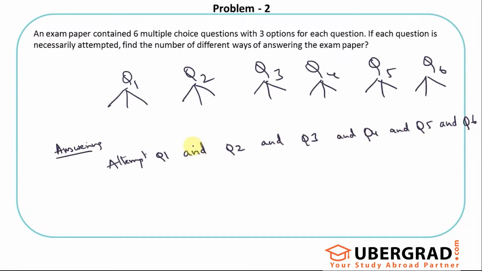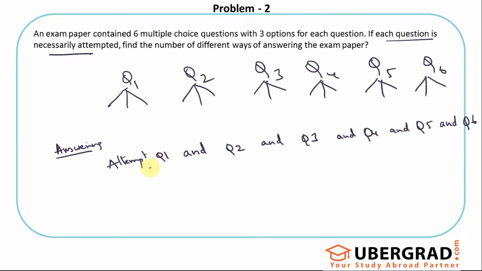He has to attempt all, right? It's not "or". Understand? It's not "or". Why? Because it's not that he can attempt 1 or 2. He has to attempt 1 and 2 and 3 and 4 and 5 and 6, because it says each question is necessarily attempted. So I'm assuming that he has attempted all 6.